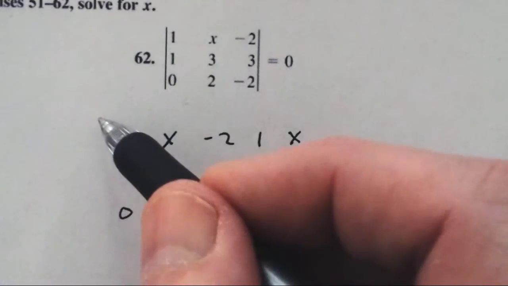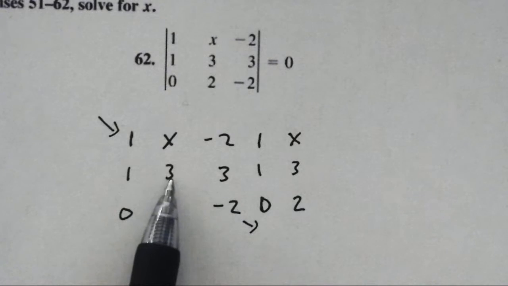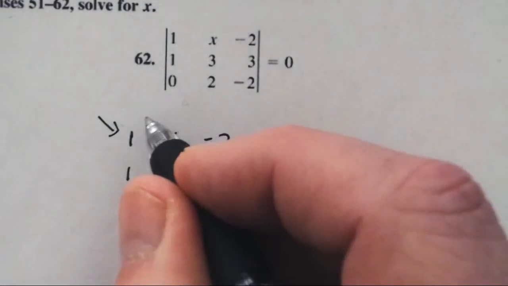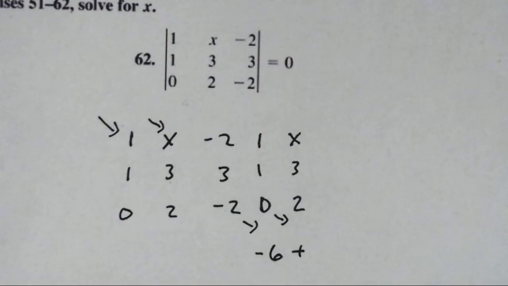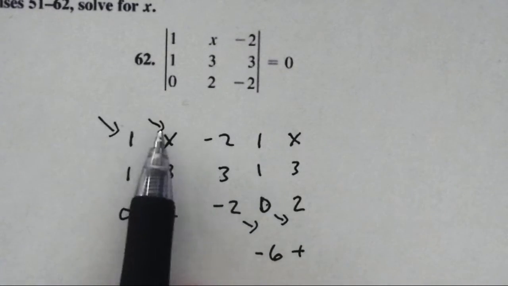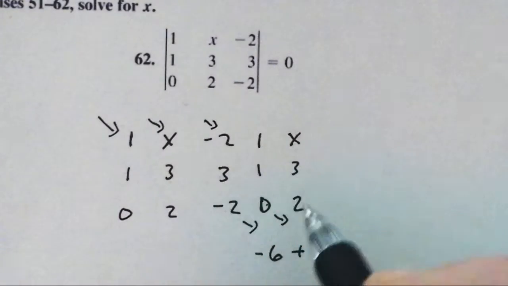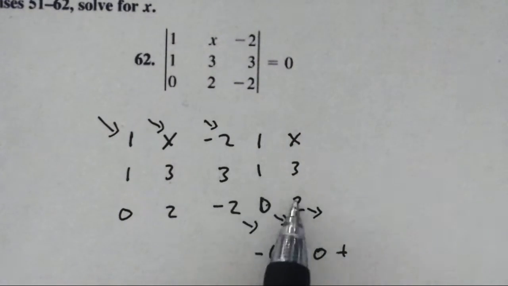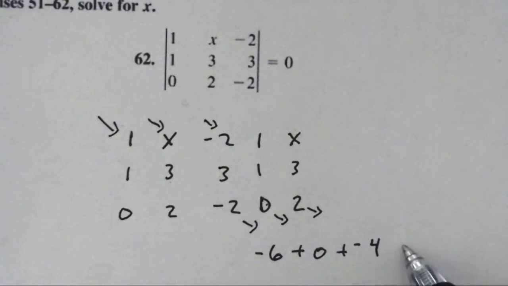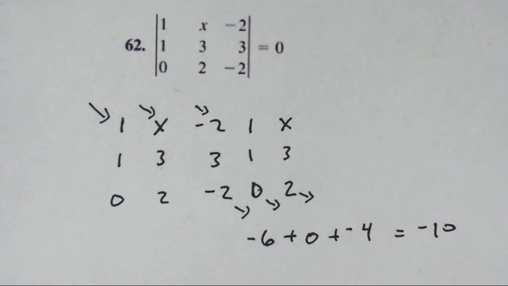Now we want the product of our downward diagonal. So I'm going to find this downward diagonal right here. 1 times 3 times -2, -6, plus the next one. And here's where people make some mistakes. x times 3 times 0. I'll see 3x a lot, but if there's a 0 in that downward diagonal, it's 0. Plus this final downward diagonal, -2 times 1 times -2, that's 4. So we get -10 on that downward diagonal.